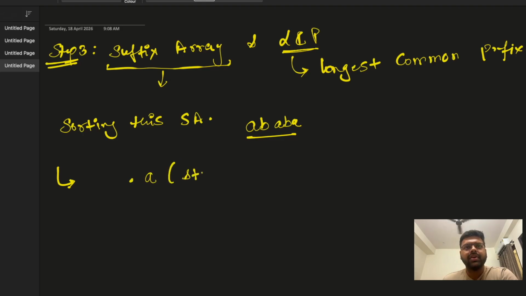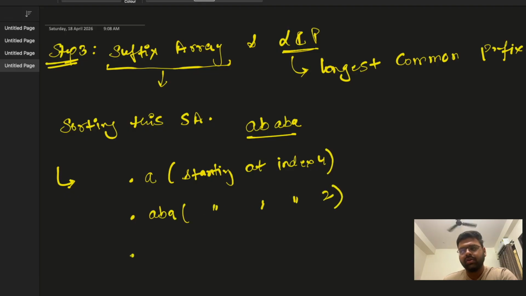So it would be A, starting at index 4. Next would be ABA starting at index 2. Then it would be ABABA starting at index 0. Then it would be BA starting at index 3. Then it would be BABA starting at index 1. So this is a sorted suffix array for this particular string, right?